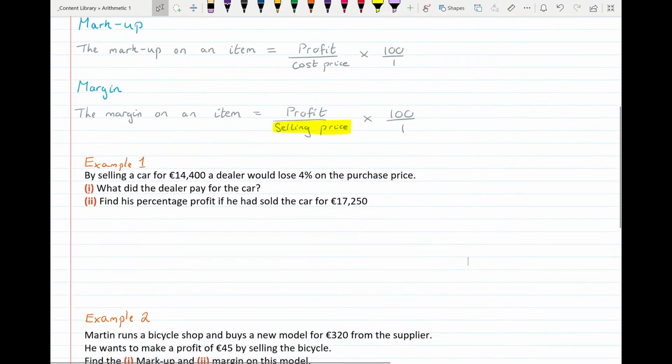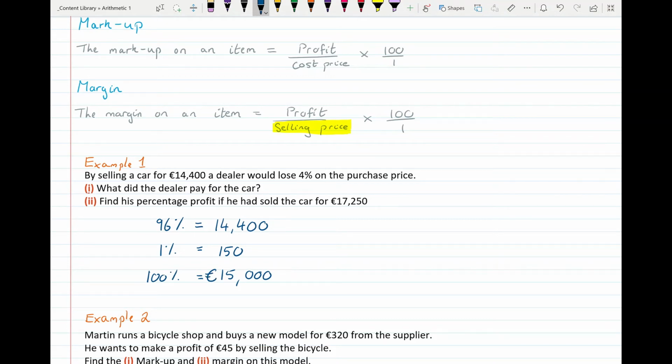In this first example, by selling a car for 14,400, a dealer would lose 4% on the purchase price. What did the dealer pay for the car? So if he has 14,400 and he's losing 4% on that, that means that price is 96% of the full amount, because he's losing 4% on what he paid for it. So let's find out what 1% would be. We divide both sides by 96, and that comes out as 150. So to find 100%, we multiply both sides by 100. So he paid 15,000 euro for the car.